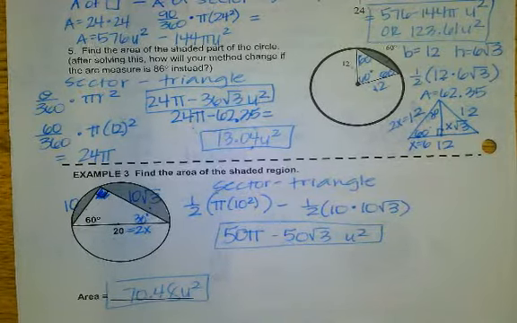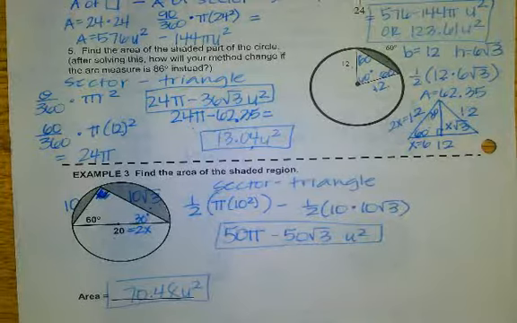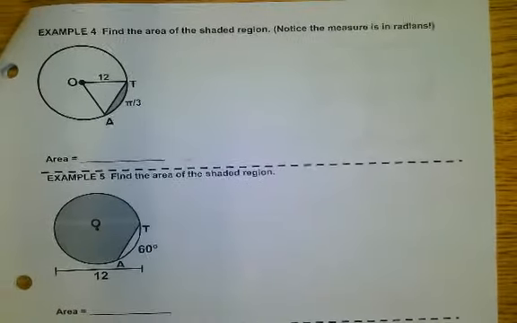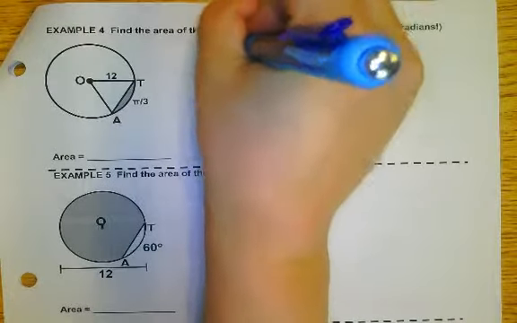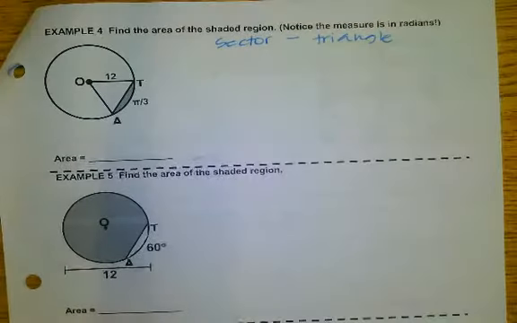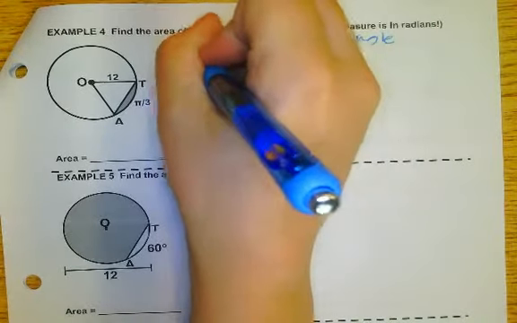Okay, number 4, find the area of the shaded region. How do we do this? Sector minus triangle. What's different in this one? It's in radians. Okay, we're good. So, to find the area of the sector, you have pi divided by 3 over 2 pi times 144 pi, because it's 12 squared.